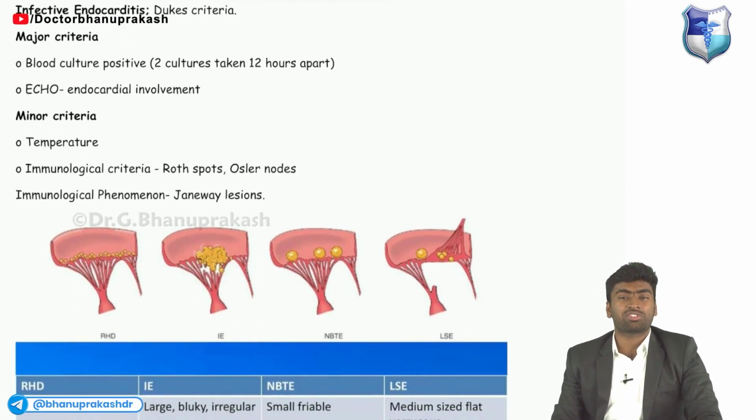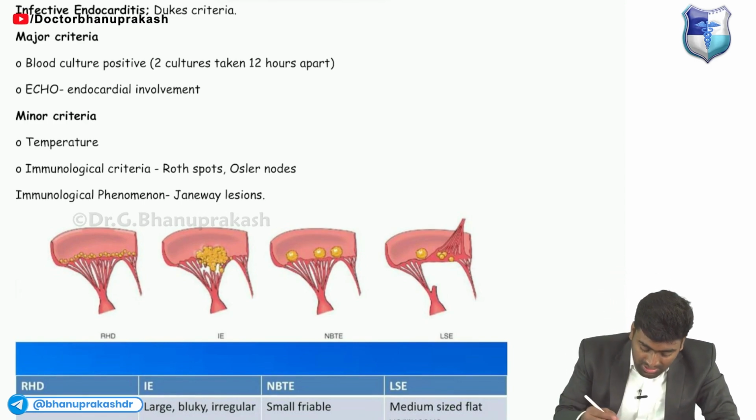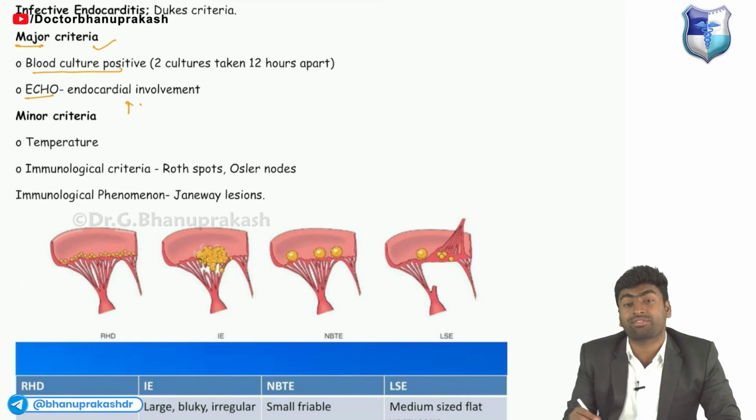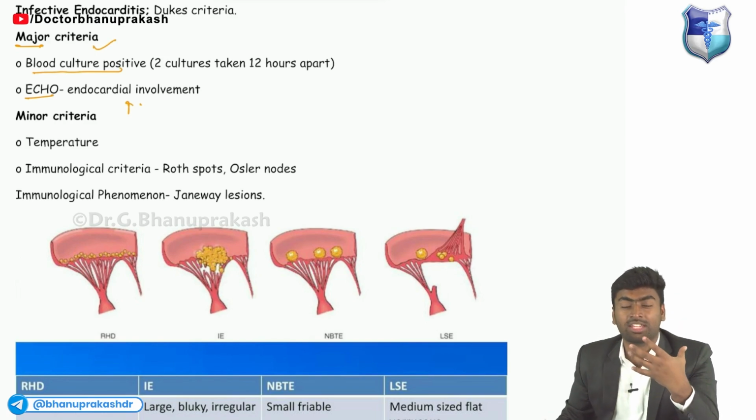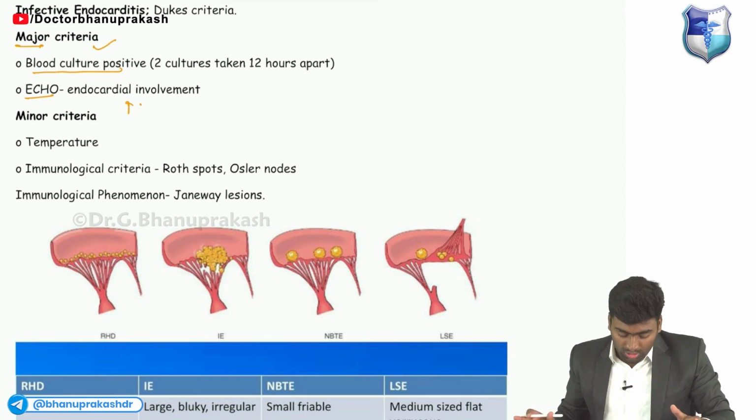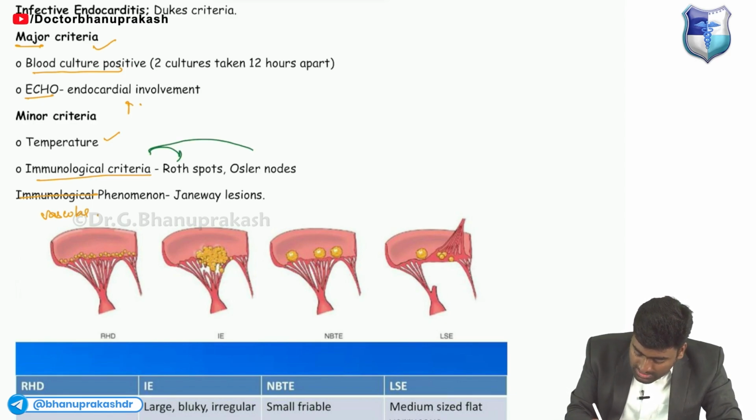Next, we see about infective endocarditis. There is a criteria known as Duke's criteria which is used for diagnosis. The major criteria is a positive blood culture, and suggestive investigation findings, like when you do an echo and you are able to see large vegetations. Then it is infective endocarditis. The minor criteria include temperature and two phenomena, immunological phenomena and vascular phenomena.